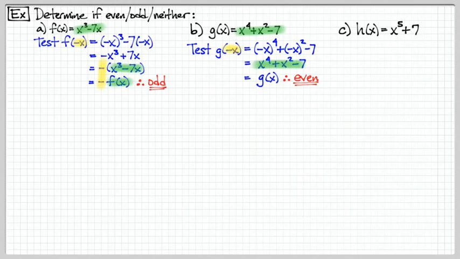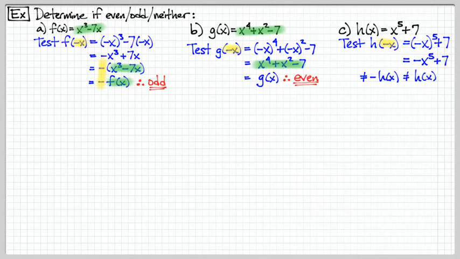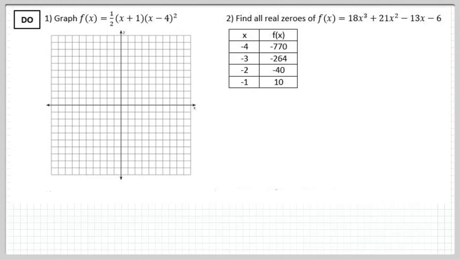Last case, h of x. Same idea. This is the same test methodology. Plug in negative x in here. Now when I do this, this is not equal to h of x. It's not equal to the opposite of h of x as well. So we say this is neither. So that's our test. That's our method. So go ahead, try out these problems. There's a set of problems. I'll show you the answer in 4, 3, 2, 1.